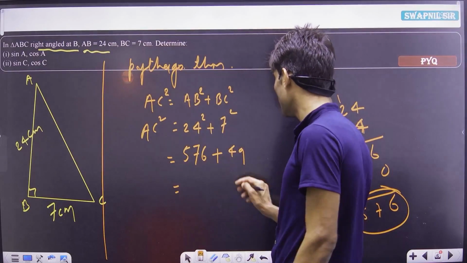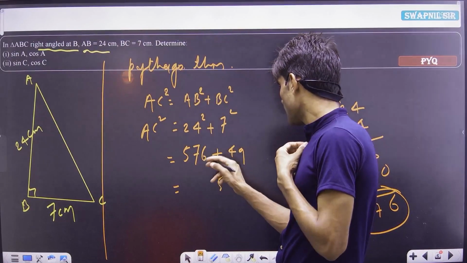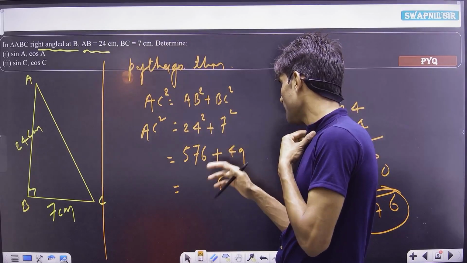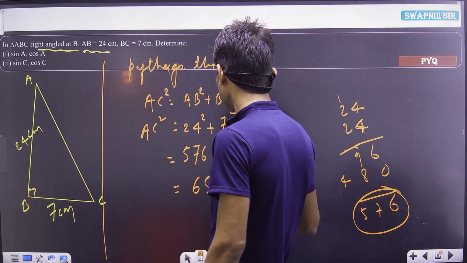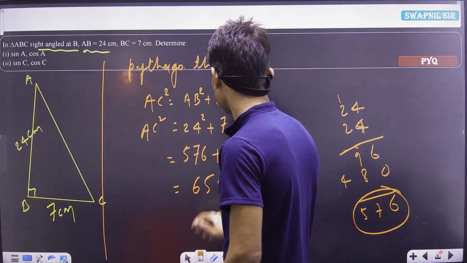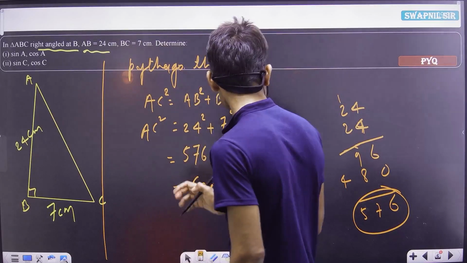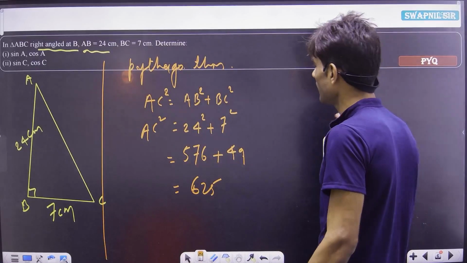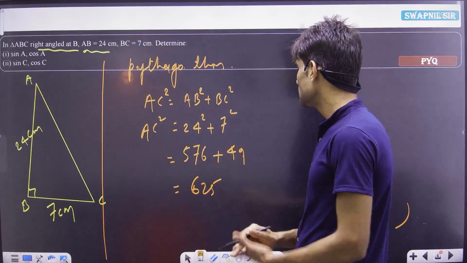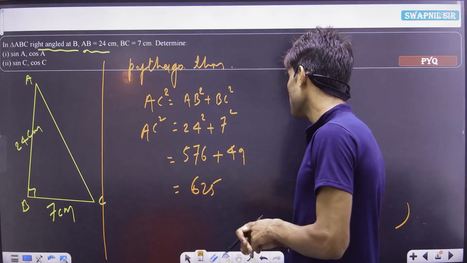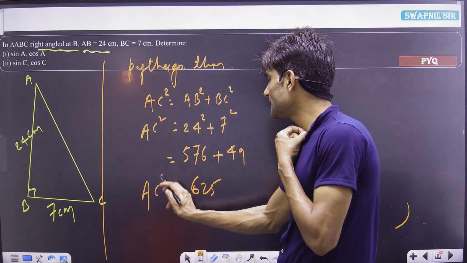If we add this, we get 625. Adding 49 and 576: 9 and 6 is 15, carry one; 7 and 4 and 1 is 12, carry one; 5 and 1 is 6. So we get 625. So we got AC square, which is 625.